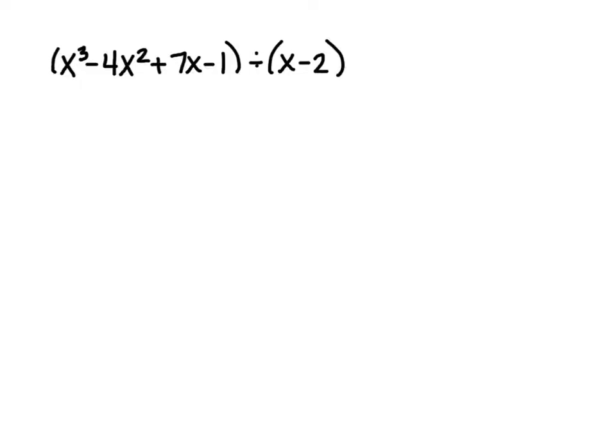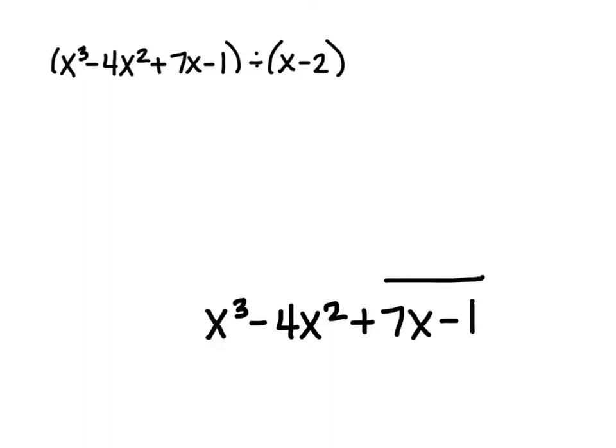What we're going to look at today is how to do polynomial long division for the example x cubed minus 4x squared plus 7x minus 1 divided by x minus 2. So what we're going to start with is setting up this problem like we would do for the regular long division problem that we saw back in elementary school, where we have x cubed minus 4x squared plus 7x minus 1 divided by x minus 2.